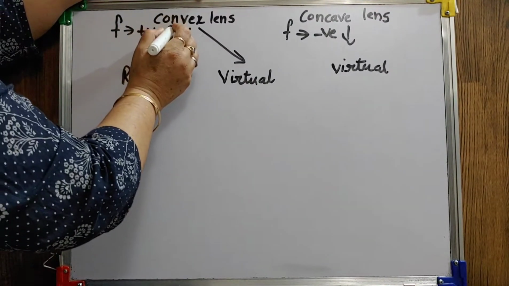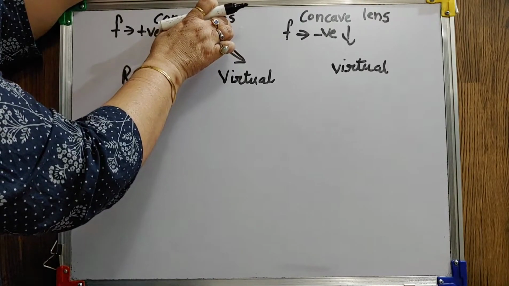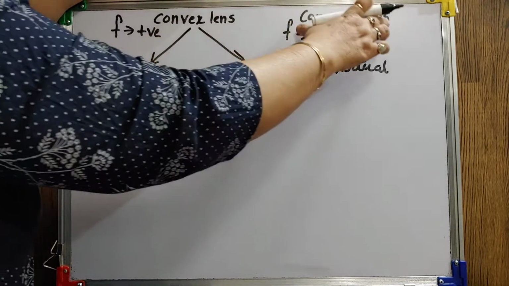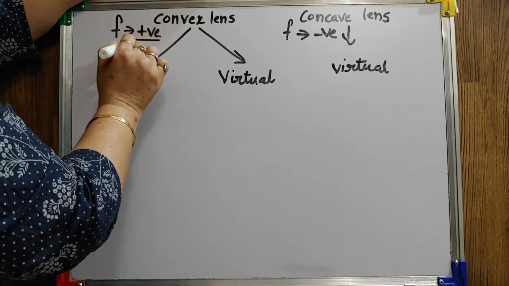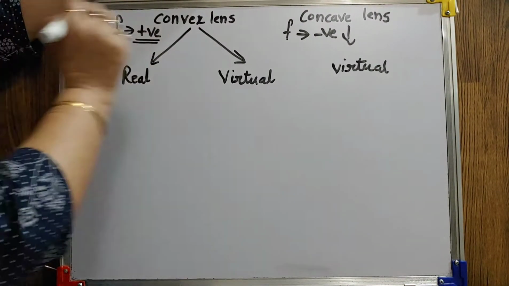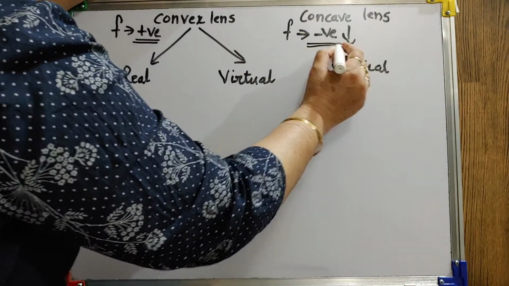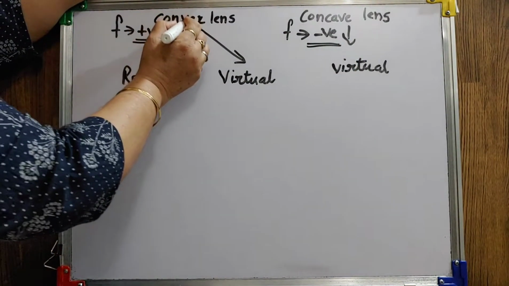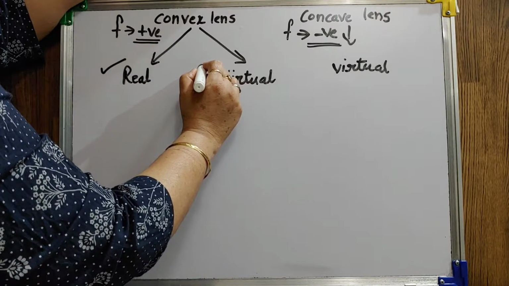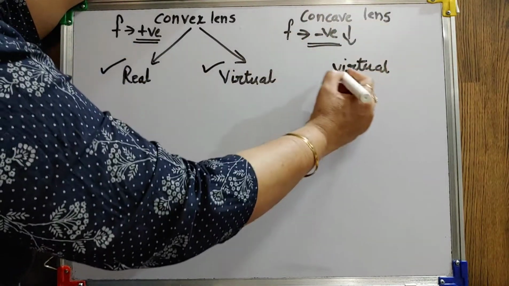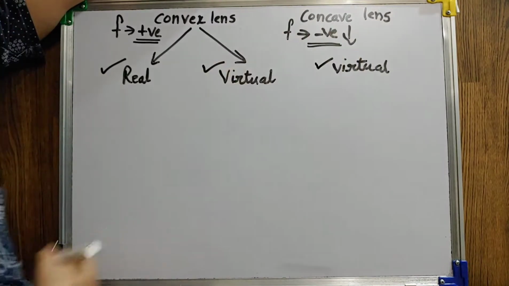Now students, in the previous videos we have done ray diagrams of convex lens as well as concave lens. What we have observed is that the focal length of a convex lens is positive while that of a concave lens is negative. And a convex lens gives either a real or a virtual image, but a concave lens gives only a virtual image.